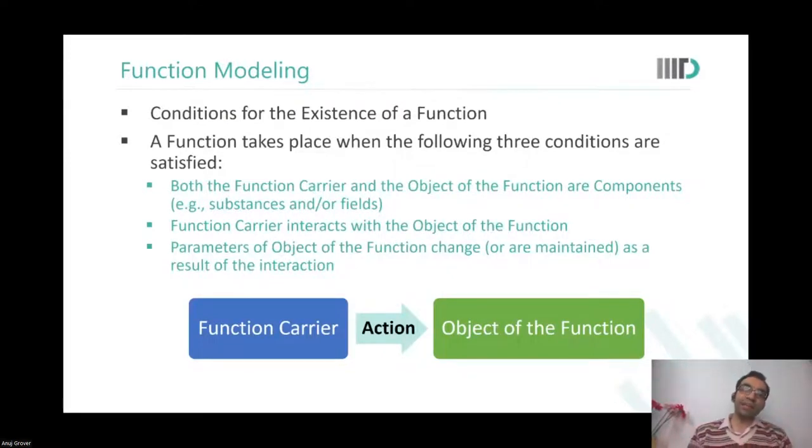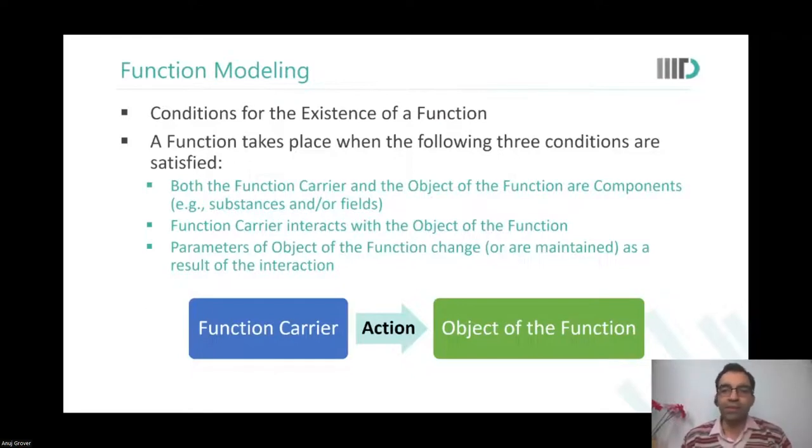Then we said that the second requirement, mandatory requirement for a function to exist is that the function carrier must interact with the object of the function. There has to be some touch happening. And then the third thing we said was that some parameter of the object should change or possibly simply be maintained. Maintained is also a change, because if that function was not happening, then due to entropy, something would change. So we are acting against entropy. So even maintenance of some parameter could be the result of that interaction that is happening between the function carrier and the object of the function.